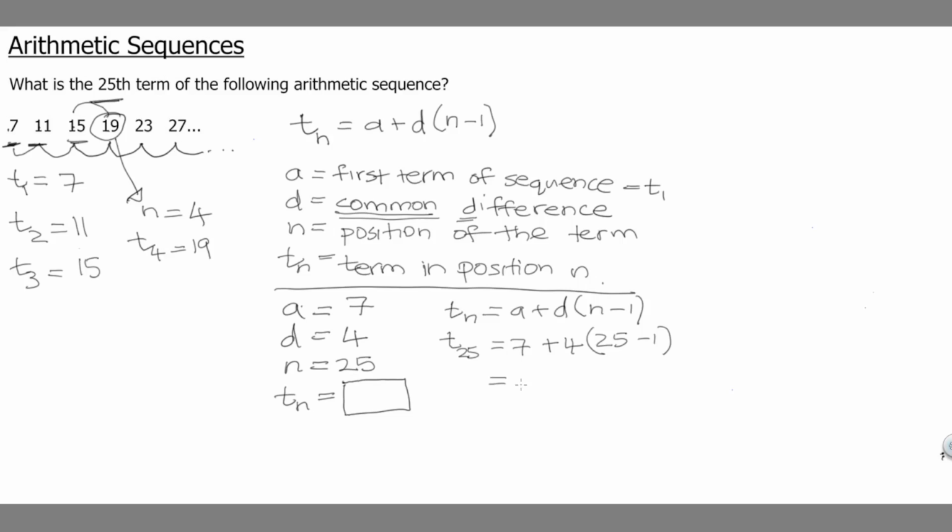We're going to keep trying to evaluate this quantity. The plus has to wait because we have to do what's in brackets first due to order of operations. 25 minus 1 is 24. We still can't add until we've done the multiplication. 4 multiplied by 24 is 96. And finally, 7 plus 96 is 103. And that's our answer. If we keep adding 4 over and over again until we get to the 25th term, that 25th term would be 103. And that's the answer to this question.